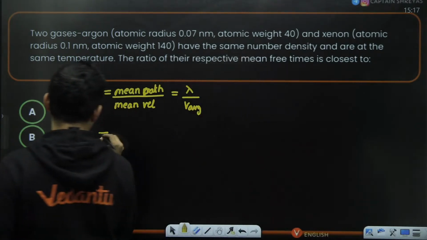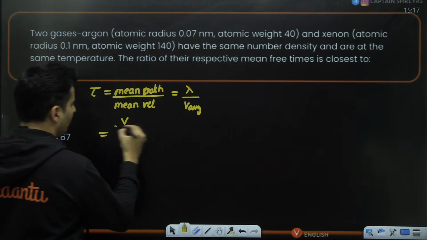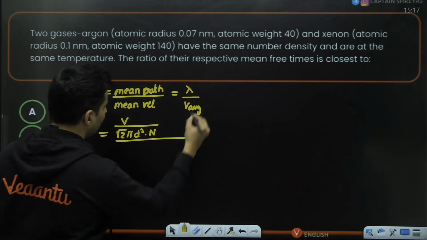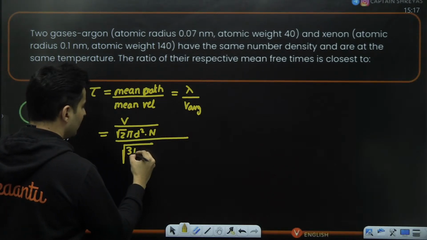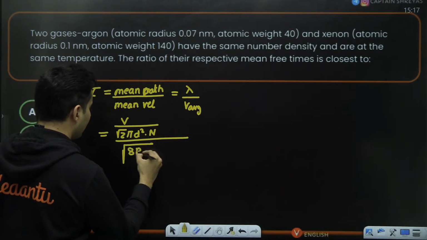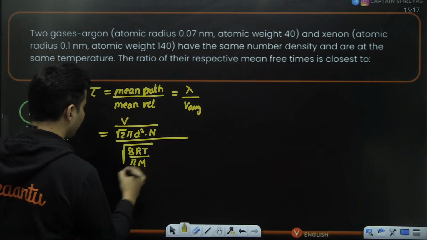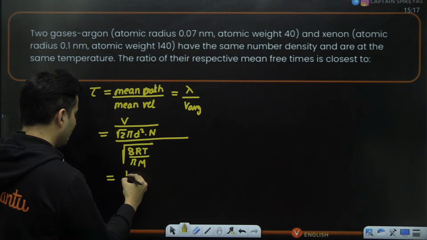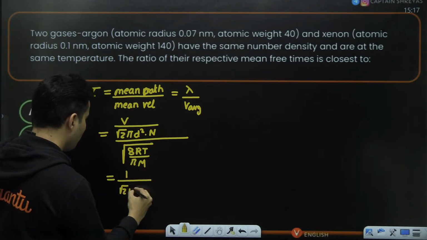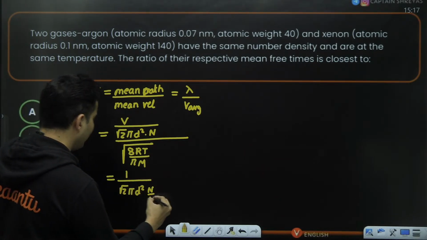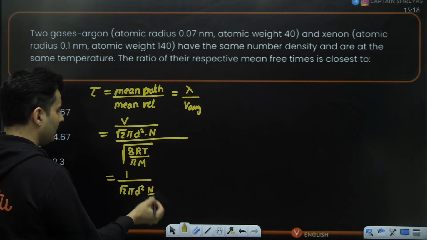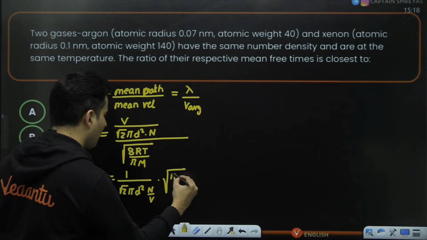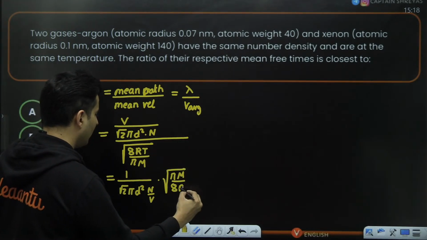Okay. Lambda, if you remember, was volume divided by root 2 pi d square into n. Now this whole thing divided by the average speed, which is root of 8RT by pi m. Okay. So same number density. So I'll do one thing: 1 by root 2 pi d square n by V. This V will come below, n by V. It will go on the top if you manipulate it again. This root of pi m on the top and 8RT.